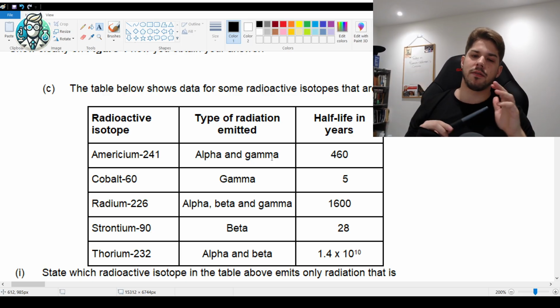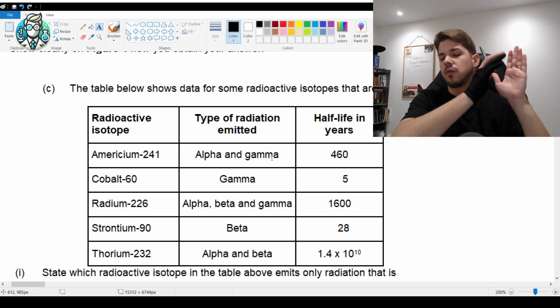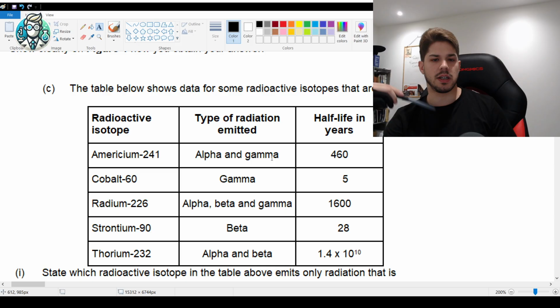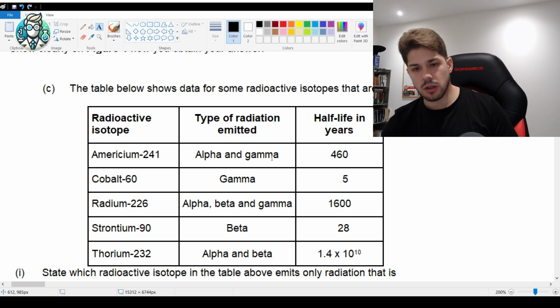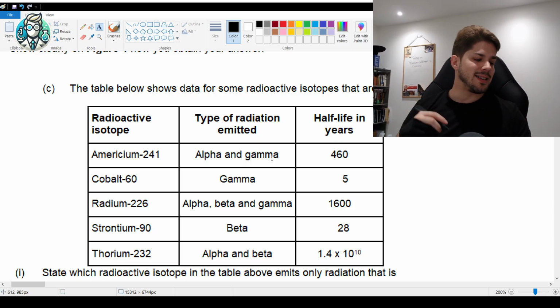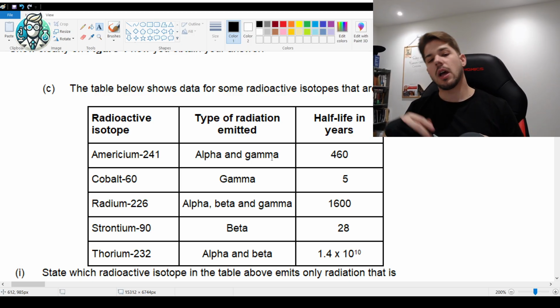And then you have the half-life in years, which is how long it takes to reduce the amount of radioactive isotopes to the half. And you see that some elements decay faster than others. For example, americium-241 is 460 years. Meanwhile, cobalt-60 is 5 years. But thorium-232 is more than a million years. You see? Not all the radioactive isotopes emit radiation at the same rate. Some of them emit faster, some of them emit slower. And also, they emit different particles.